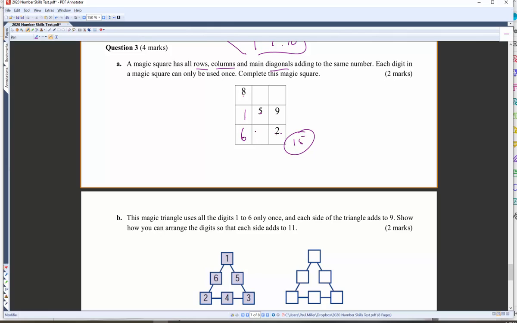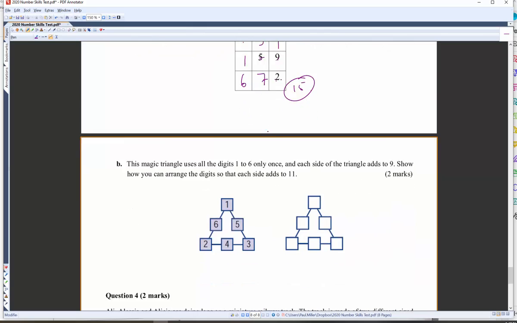6 and 2 is 8. 8 and 7 is 15. 7 and 5 is 12. 12 and 3 is 15. 8 and 3 is 11. 11 and 4 is 15. Let's just check it out for one more. 9 and 4 is 13. 13 and 2 is 15. Okay.